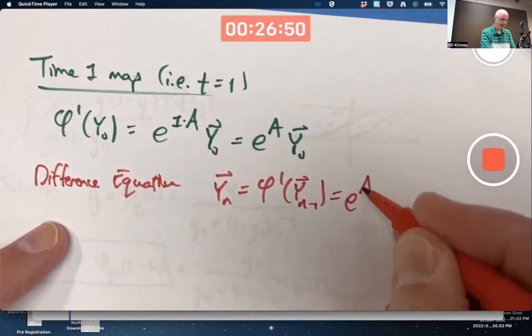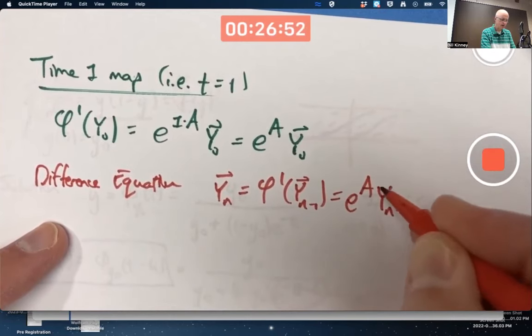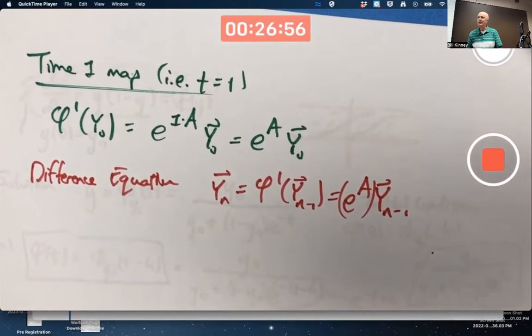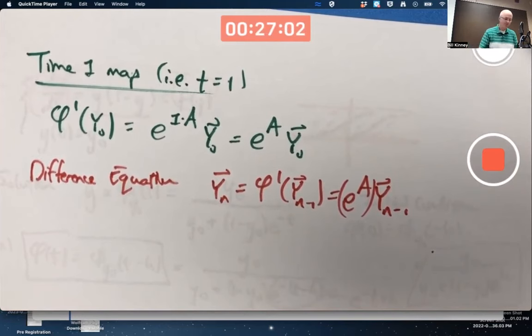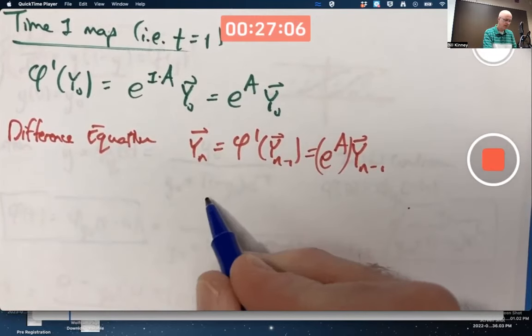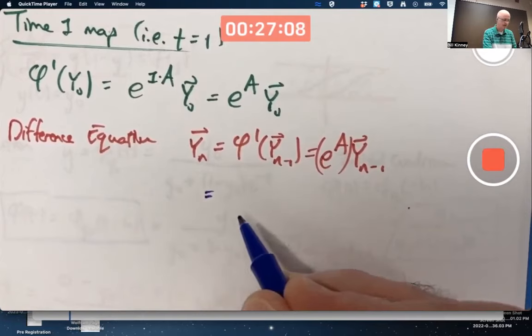In this case, that's e to the a times y sub n minus 1. That matrix times that vector. What's the solution of this difference equation? You can find it by iteration, just like before, just like the scalar case.